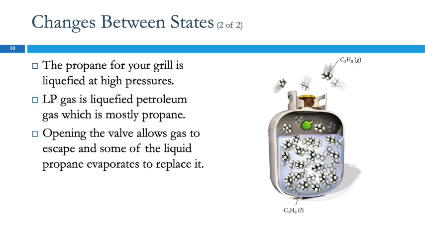Now, there's always going to be some space above the liquid. It's not going to be absolutely full. And so what's going to happen here is you're going to have some of this in the gas state. When you open the valve, that's going to allow some of these gas particles to escape, and those will be replaced by liquid molecules escaping into the gas phase. So it's just evaporating. The reason we use liquefied petroleum gas is because it takes up so much less space than if we were just going to cart around a gas.